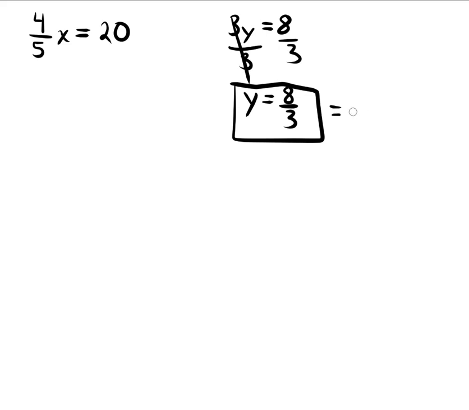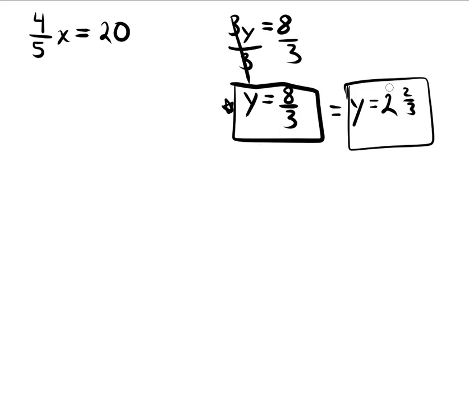You could also say that y is equal to 2 and 2/3, which would be the same thing, right? You get that by taking the 8 and breaking it up into groups of 3 to get 2 wholes and then 2/3 left over. That's another way of saying the exact same thing. You could also do decimals, but in algebra, more often than not, you're just going to see us leave it as a fraction. You could see this as well, but you're not going to see just a repeating decimal as a test answer. Generally speaking, they're not going to do that to you, okay?